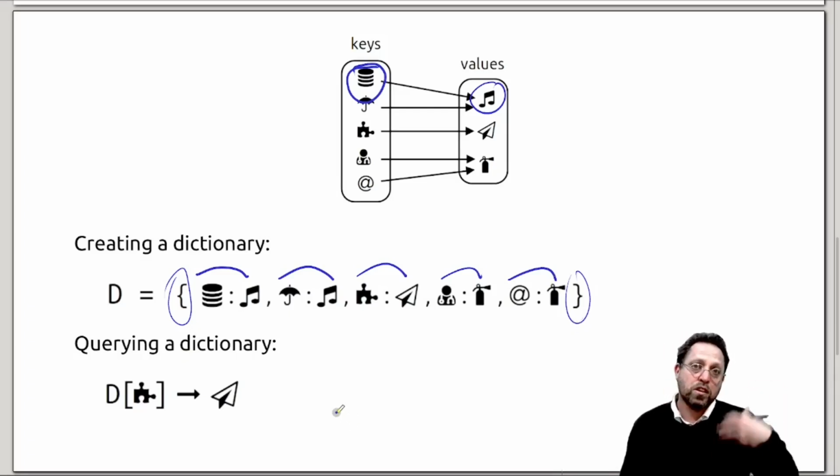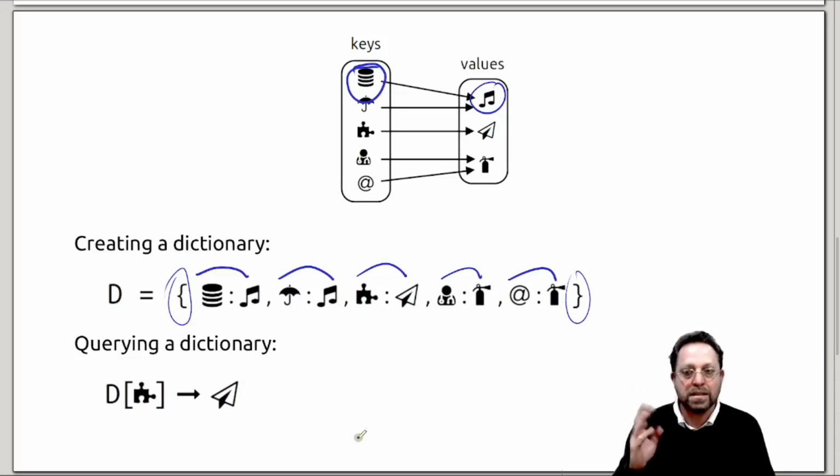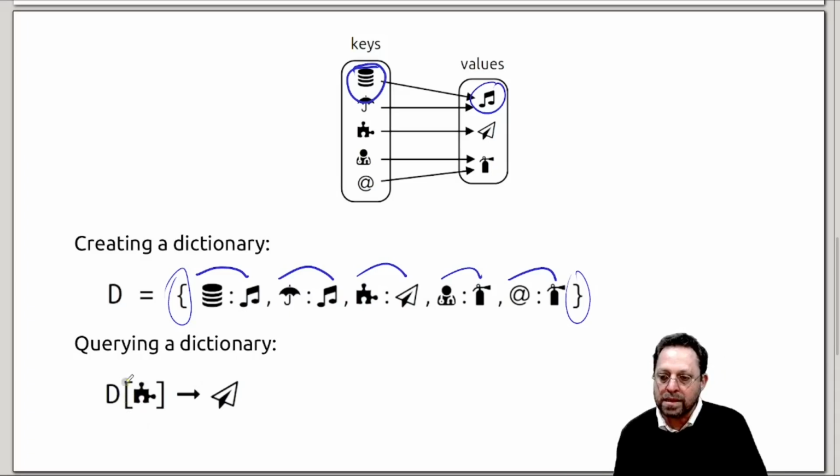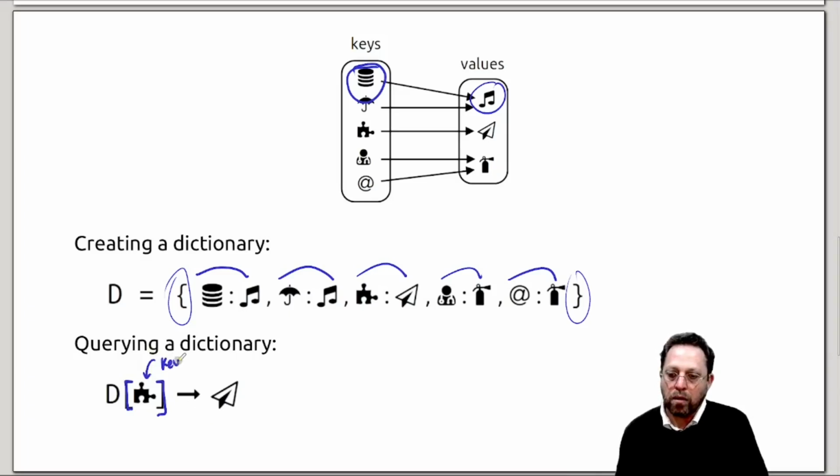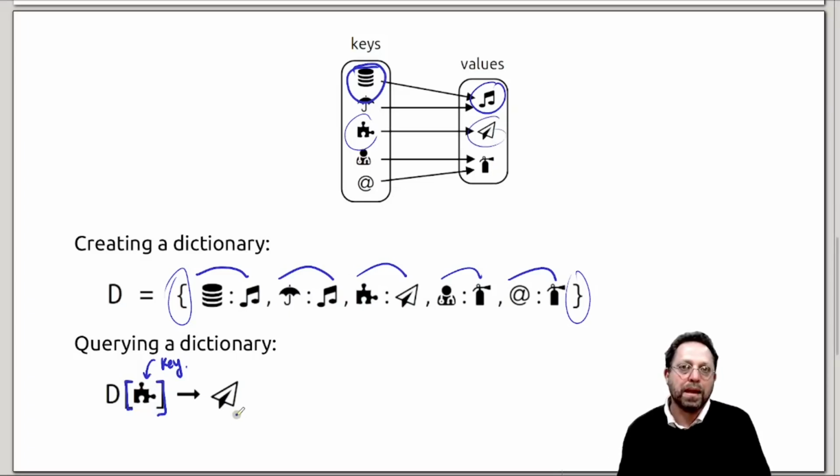Now, when we want to look something up in the dictionary, we use a syntax that is very similar to lists and tuples. And that is, we use square brackets, and we put in there the key that we are looking up. Now, in this case, we want to look up the value corresponding to the puzzle piece. That's our key, and so it's going to give us the paper airplane.